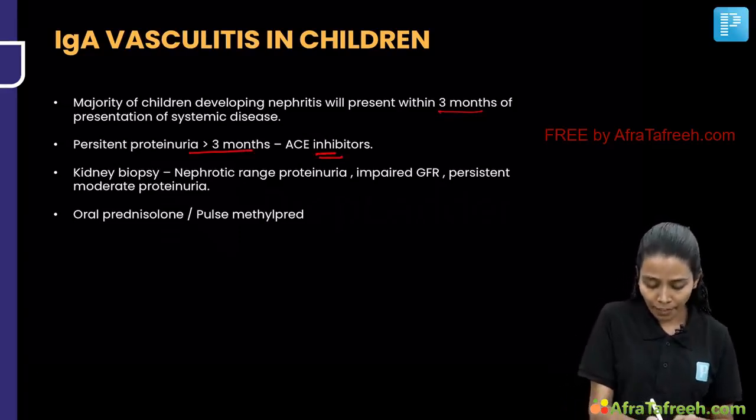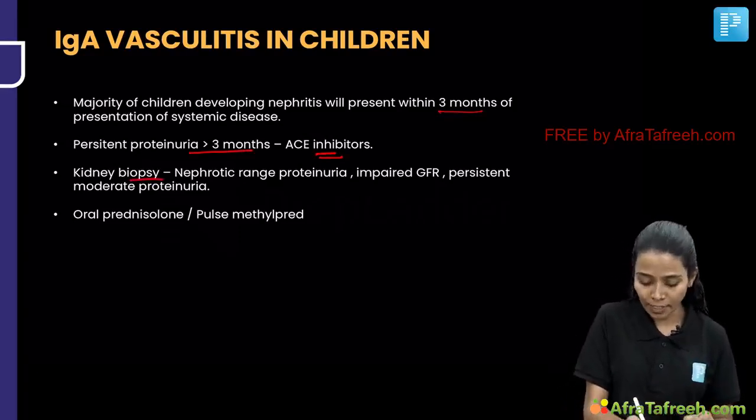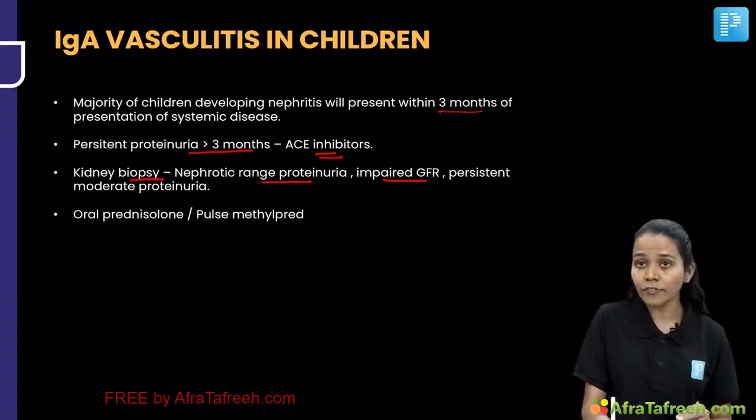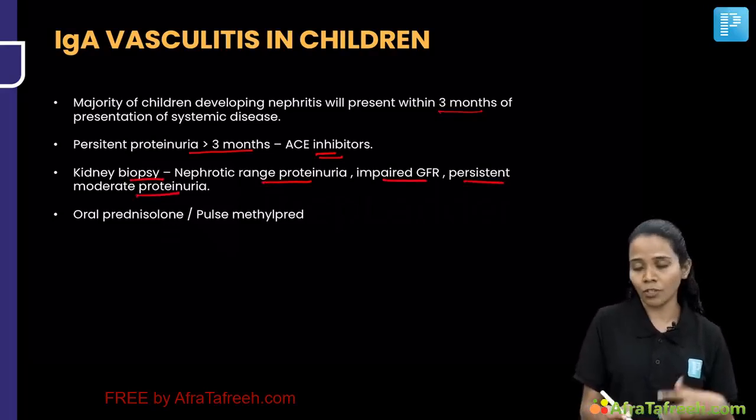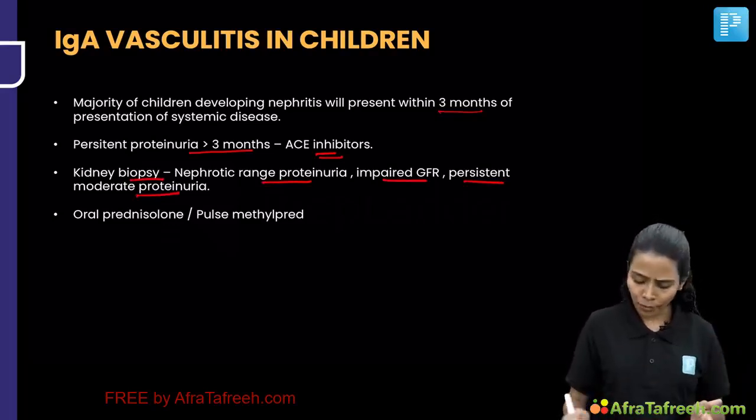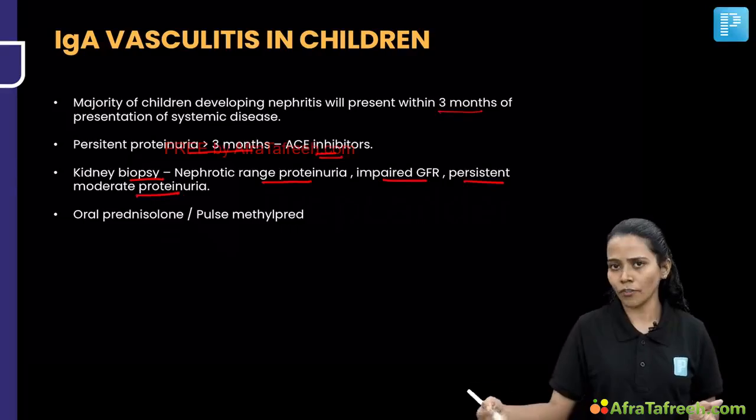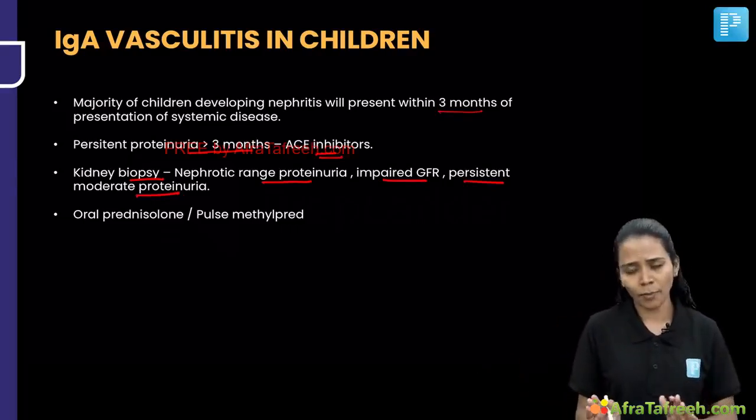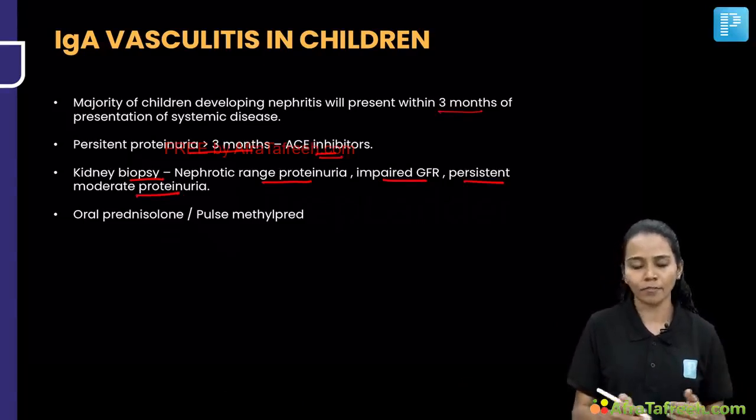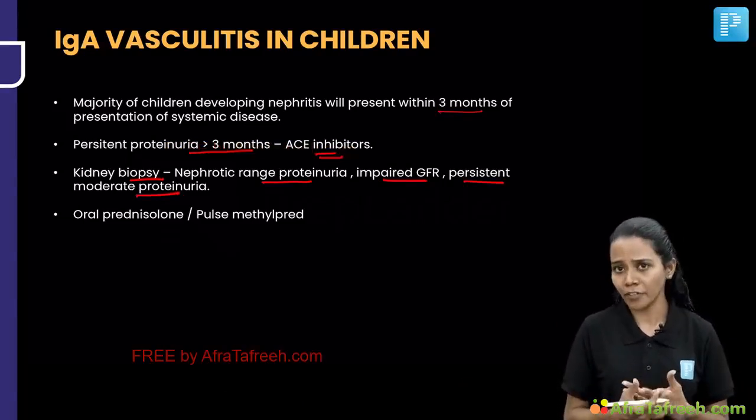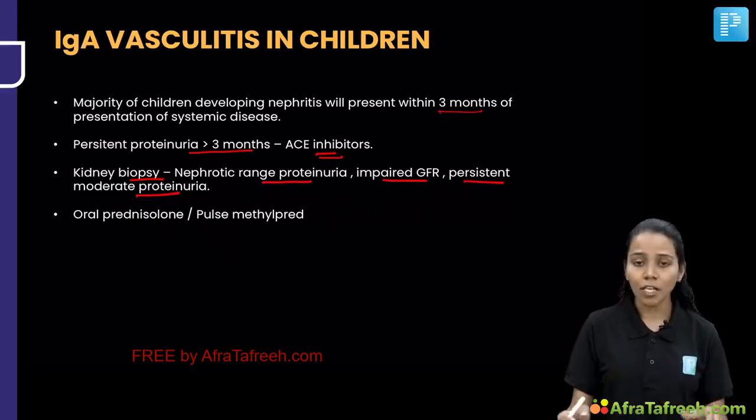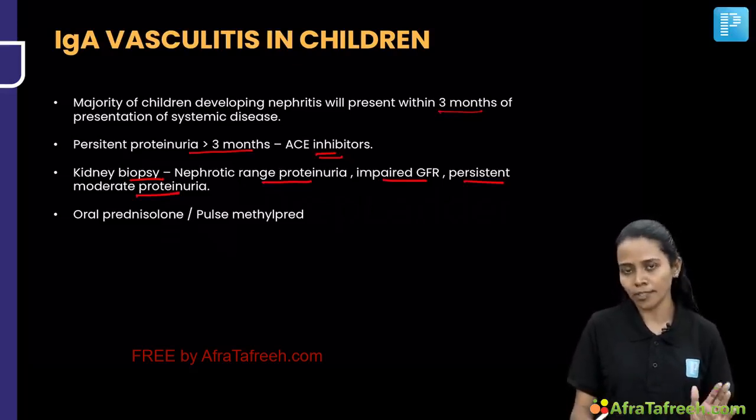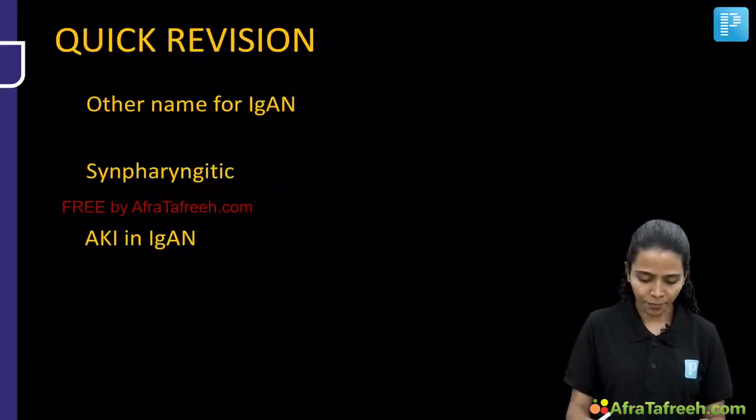Kidney biopsy will be done only in these conditions: if there is nephrotic range proteinuria, or impaired GFR, or persistent moderate proteinuria, not just nephrotic range, but proteinuria that is not resolving over 3 months. In adults, we do biopsy for everyone because they are expected to complicate. So oral prednisolone or pulse methylprednisolone is what is indicated in this condition.